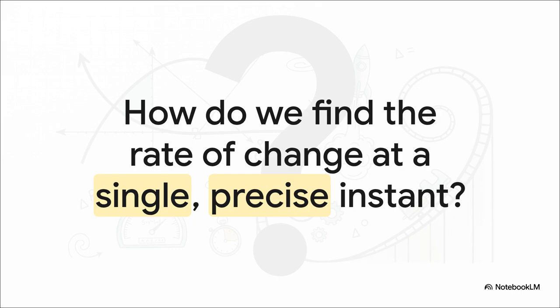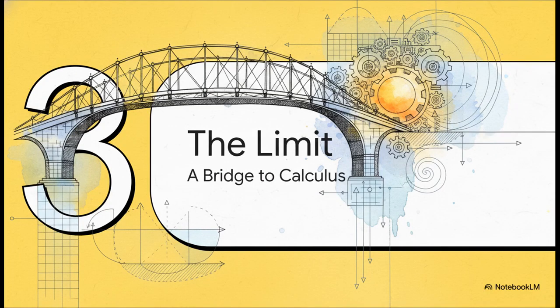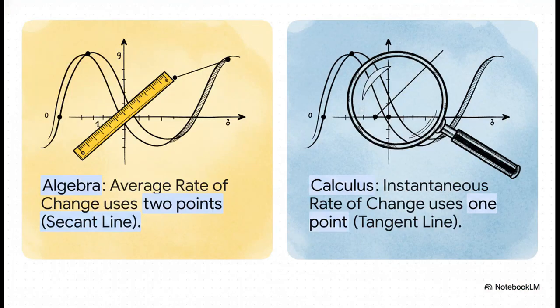It can't do it. And this right here, this is the exact moment we need to make the leap into calculus. To solve this puzzle, we need a brand new, incredibly powerful idea. And that idea is called the limit. So let's just pause and look at this massive shift in thinking. On one side, you've got algebra with its average rate of change, using 2 points and that secant line. And on the other, you have calculus, aiming for the instantaneous rate of change, focusing on a single point and using something called a tangent line.